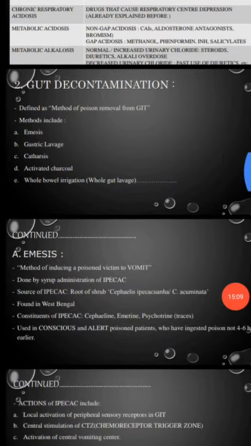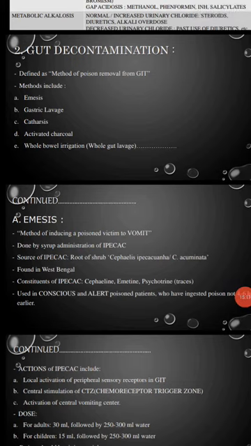The first thing is emesis. Emesis is a method of inducing vomiting in the poisoned victim to emit the GI content. With that, whatever poison content is present in the stomach is expelled forcefully through the GIT and throat. It is done by administration of syrup of ipecac. It is obtained from Cephaelis ipecacuanha.